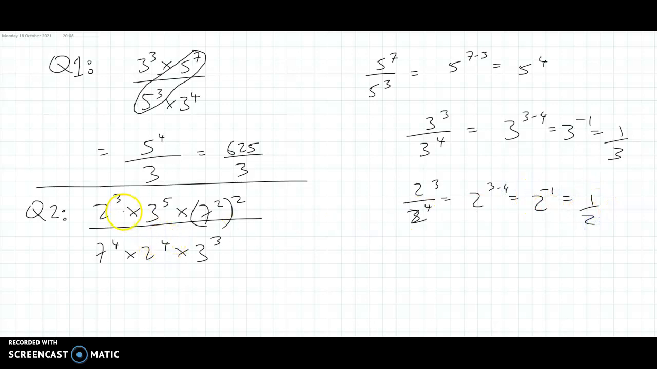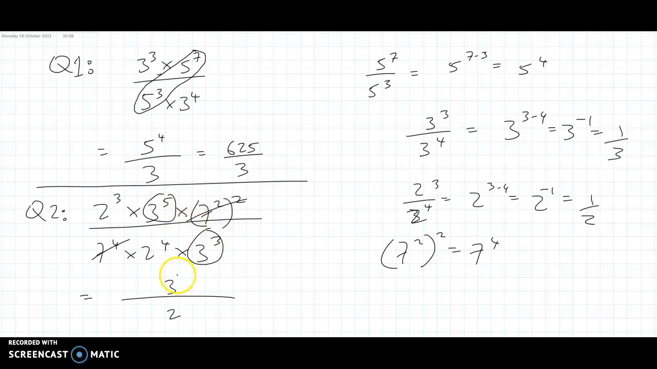So the 4 here wins out on the bottom, and you're left with a 2 on the bottom. Now, 7 squared, all to the power of 2, is 7 to the power of 4, you had that there. So that will cancel with that. And then we're left with 3 to the power of 5 over 3 to the power of 3. You subtract, so we're left with 3 squared on top. So that turns out to be 9 over 2. It doesn't get much more simple than that.